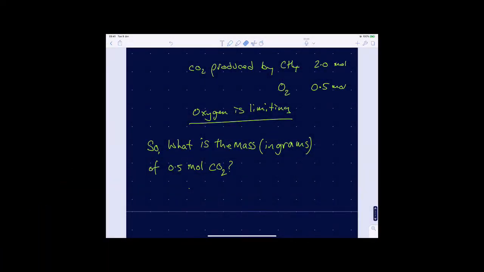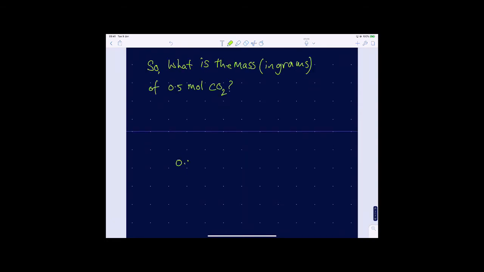So the original question asked for how many grams of carbon dioxide would be produced. We need to convert 0.5 moles of carbon dioxide into grams of carbon dioxide. We write 0.5 moles of CO2 and we have to multiply that by our conversion factor, the molecular weight of carbon dioxide, which is 44 grams per 1 mole of CO2. That comes out to 22 grams CO2, and that is the amount of carbon dioxide produced by 32 grams of oxygen.